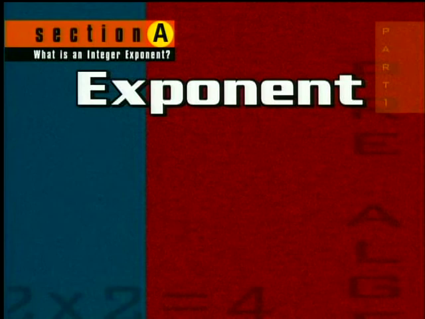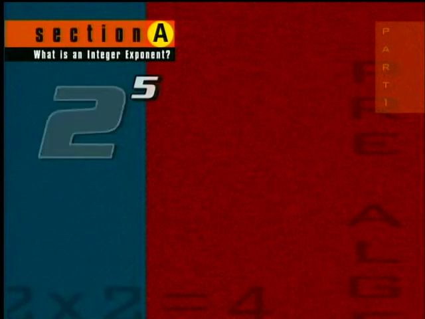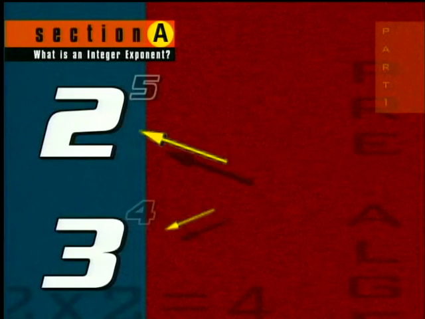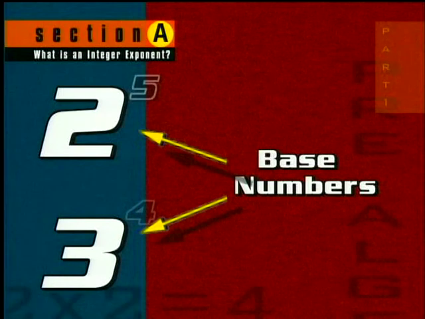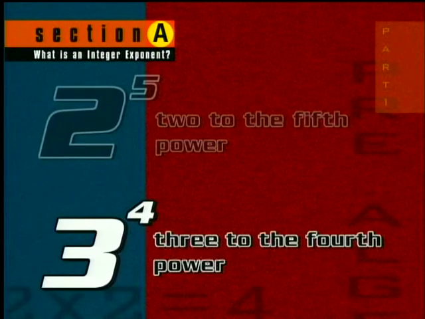An exponent is the small number you might see at the upper right corner of an integer. For example, if we see a 2 with a little 5 in its upper right-hand corner and a 3 with a little 4 in its upper right-hand corner, the 5 and 4 are the exponents. The 2 and 3 are called the base numbers. We read these examples as 2 to the 5th power and 3 to the 4th power. So what does all this mean?